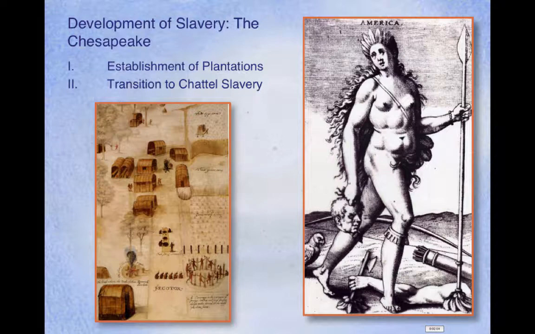To begin, let's look at the image on the right. This is a powerful woman, and we see that at least one man lost his head over her. At the top of the image, we see the name America. This is a different view of America than that of the Puritans. Yes, America had natural beauty, but it was also dangerous. Yes, it has resources and wealth, but it will not give them up without a struggle. With these ideas in mind, let's move to our first topic, the establishment of plantations.